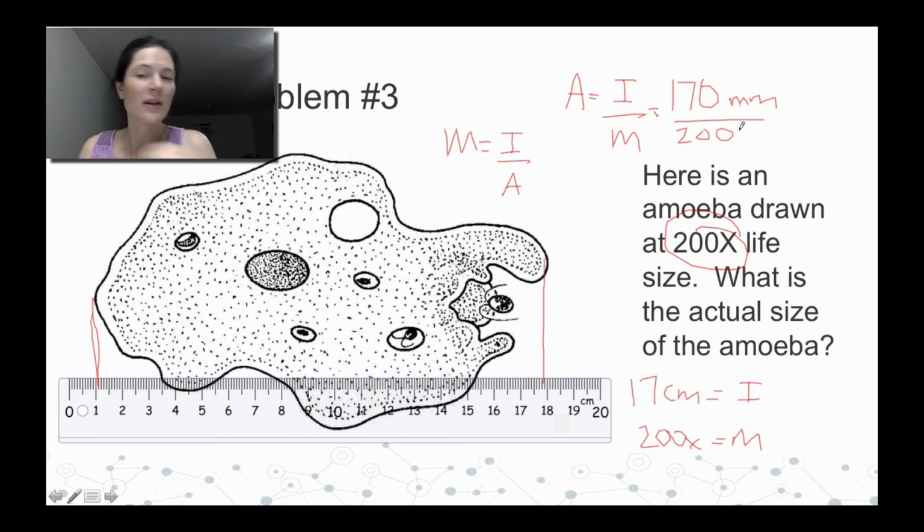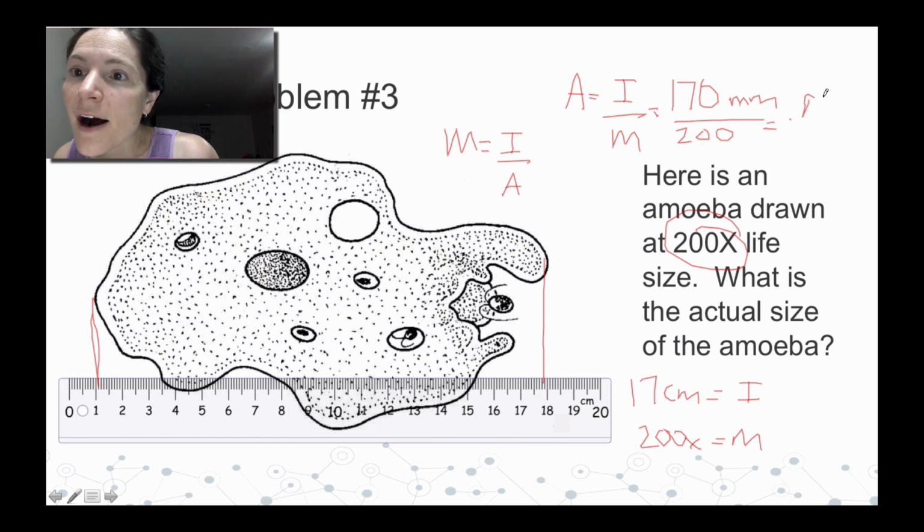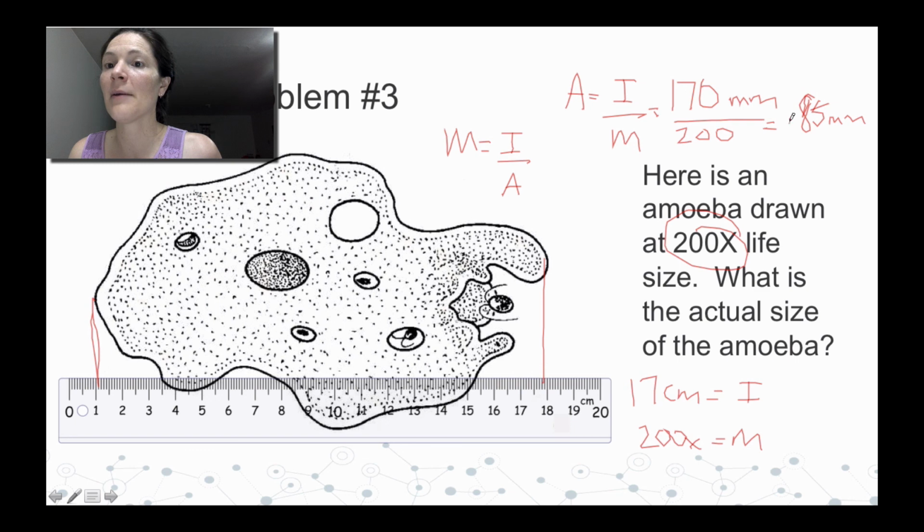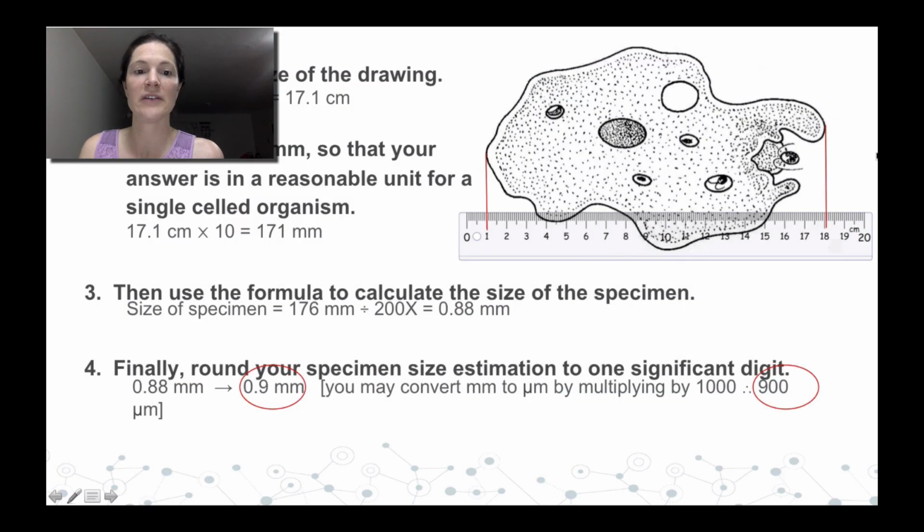So we're going to get point something. Let's see here. So 170, so 0.85. It's supposed to be an 8. 0.85 millimeters. And then if you multiply by 1,000, you're going to get 850 micrometers. So same equation, you're just drawing it a bit of a different way.